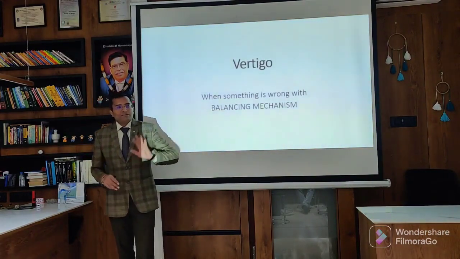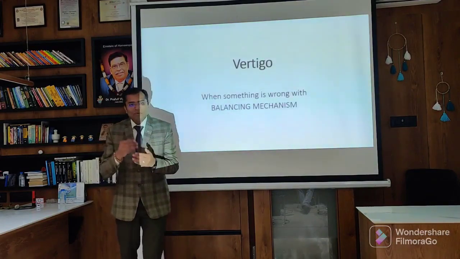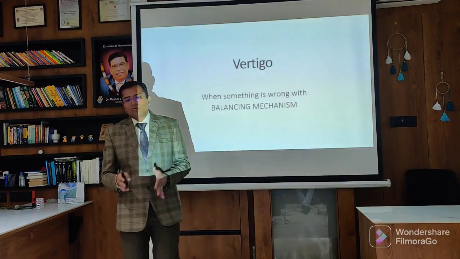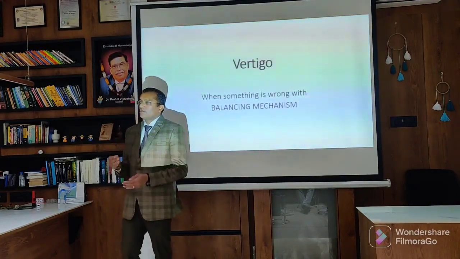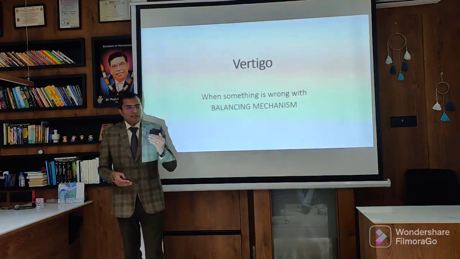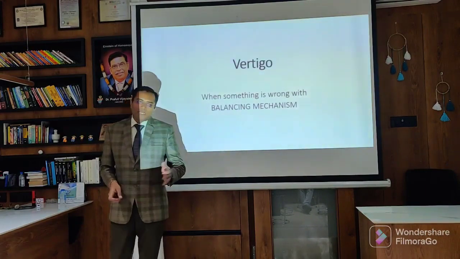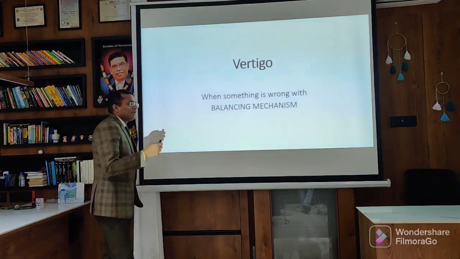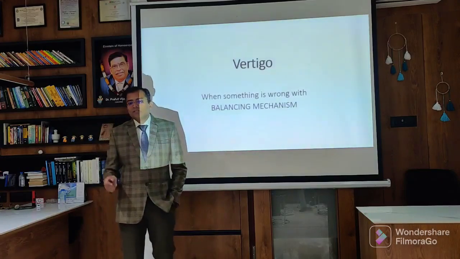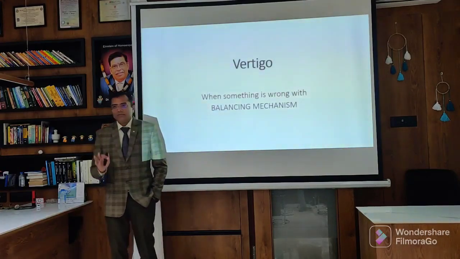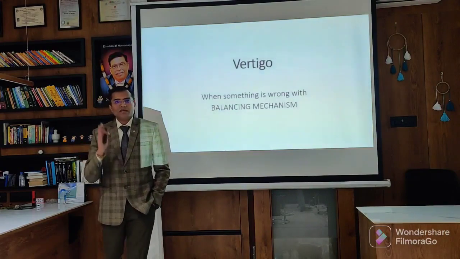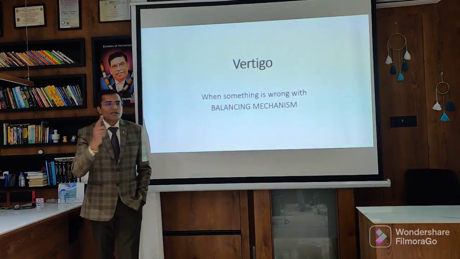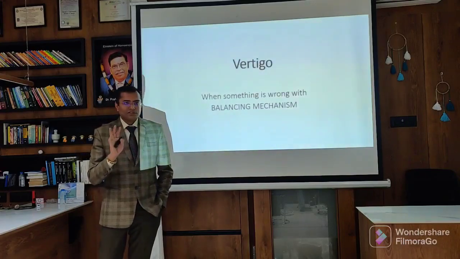Remember this case. I will share with you how I approached it. But to understand the approach to vertigo, let me share what sir has taught us in the modules. So what is vertigo? When something is wrong with the balancing system, we get a sensation of whirling or rolling, as if everything is going round and round.